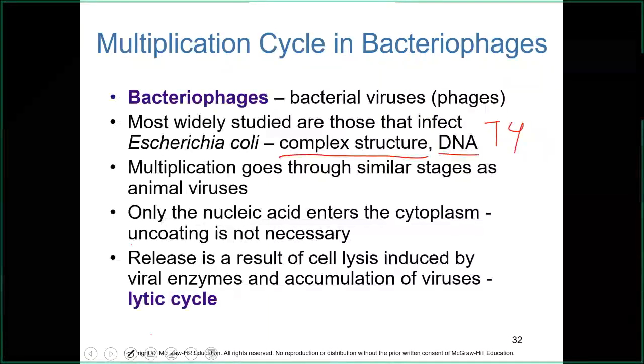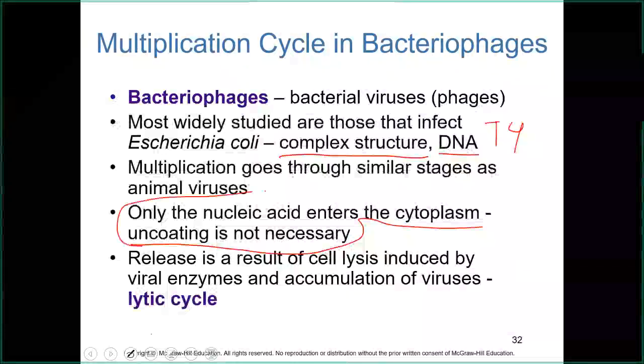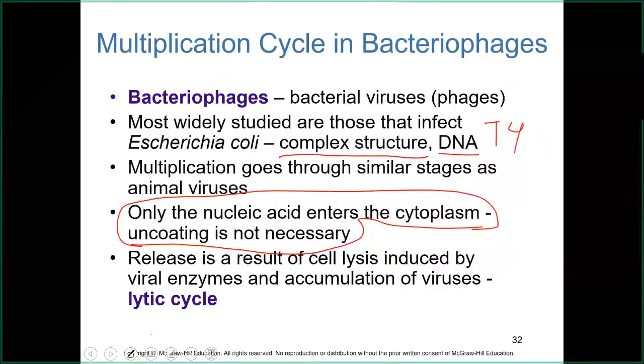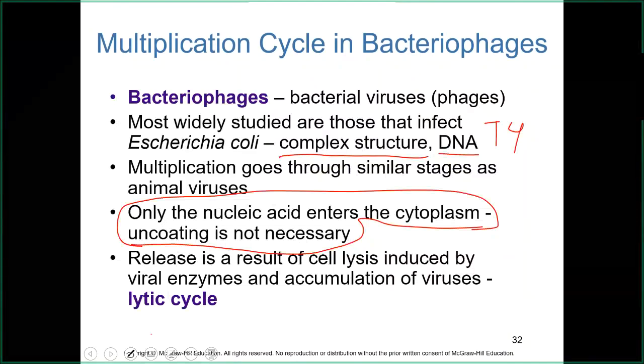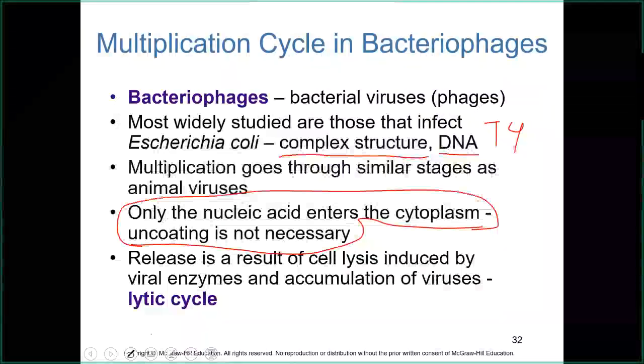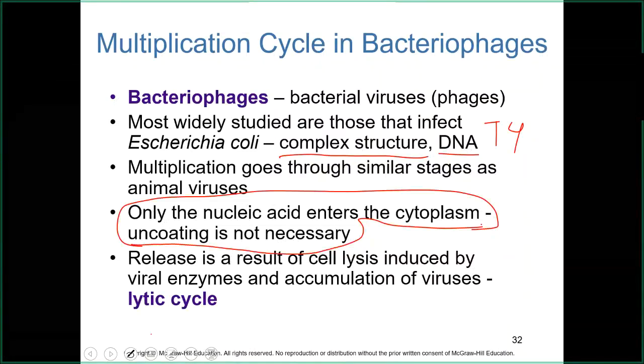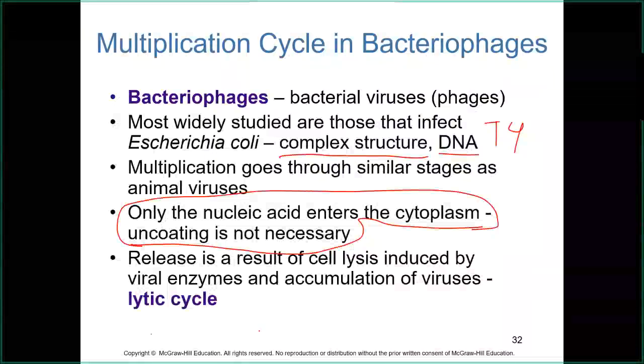Well, we can talk about it right now, because here, uncoating is not something that has to happen, because the capsid never goes into the host cell. It remains on the outside. The genetic material comes in free of any sort of capsid or envelope or anything like that. And so that step is cut out. That's the main difference between what happens in bacteriophages and the animal viruses.